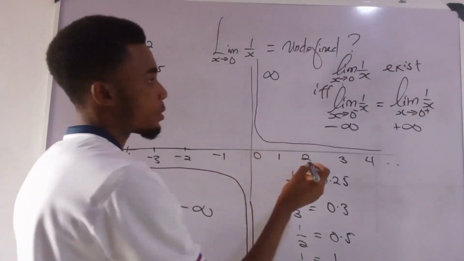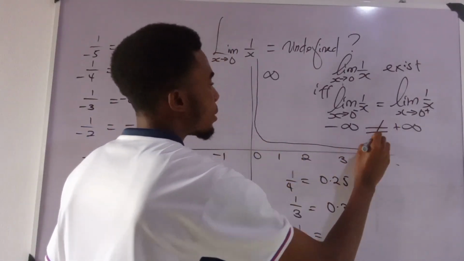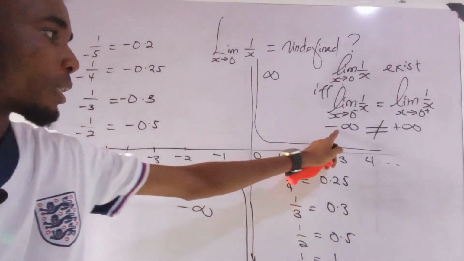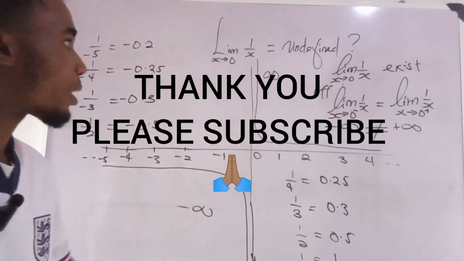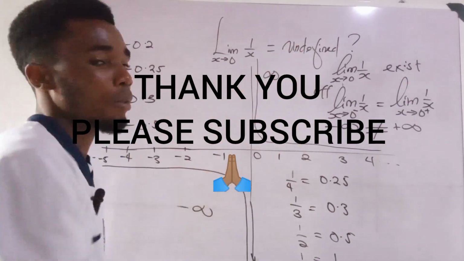while the left-hand side is negative infinity. So we can see that the left-hand limit is not equal to the right-hand limit. So that's why we see that this function is undefined.